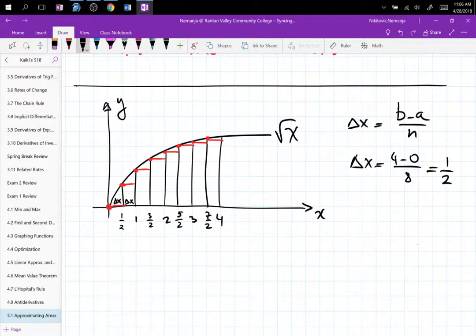So each one of these divisions over here has delta x in it. Each one of them. And each delta x is equal to 1/2. Now I'm also going to label these points as x0, x1, x2, x3, x4, right? And go all the way to x8.